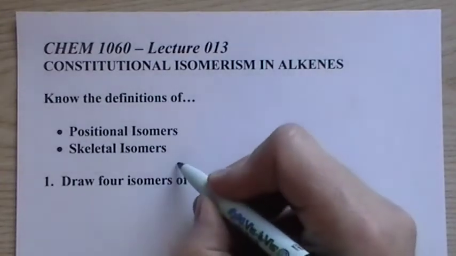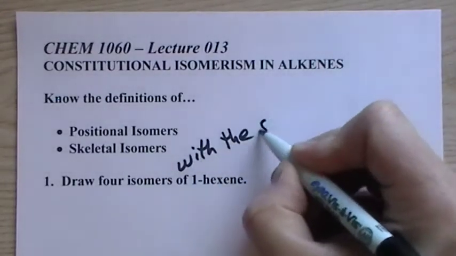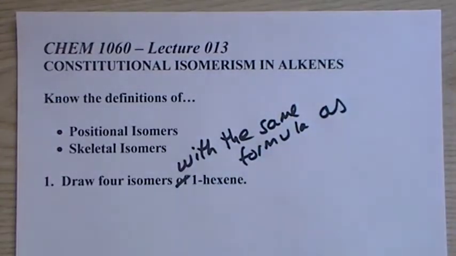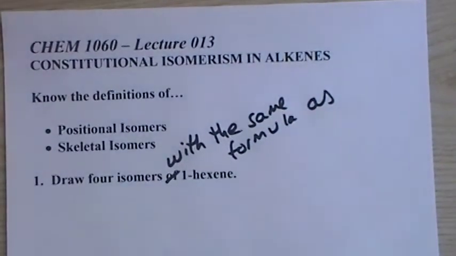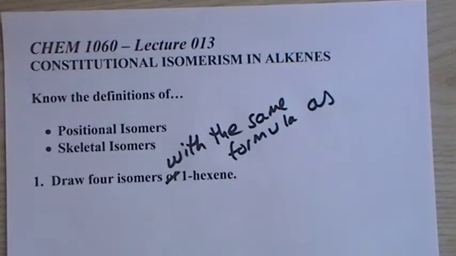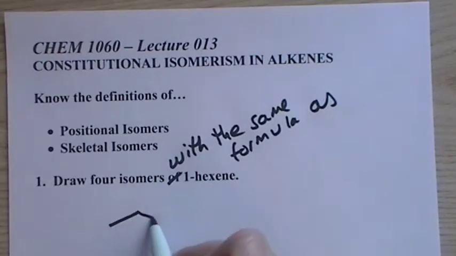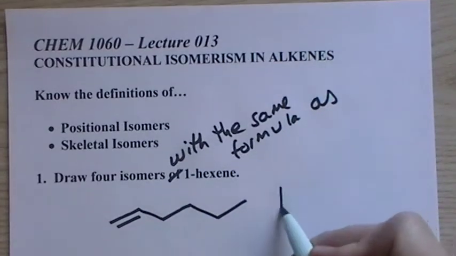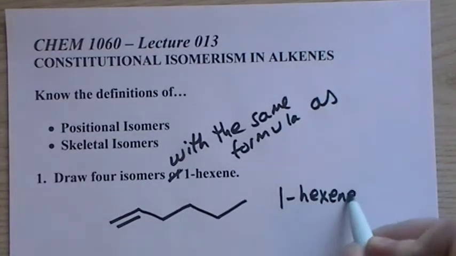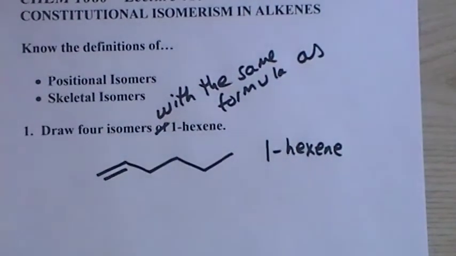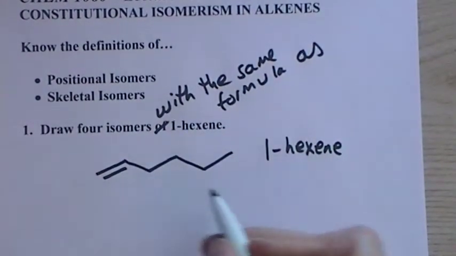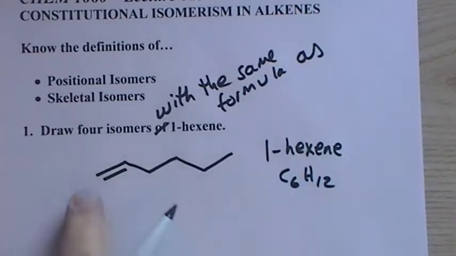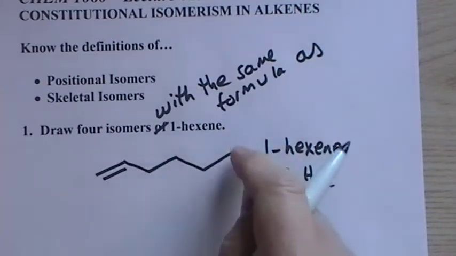I should say 4 isomers with the same formula as 1-hexene. So there's only one 1-hexene, but let's draw it out first. Sorry if I've been saying hexane. 1-hexene. And so we need to have the same formula. So this would be C6H12. So 1, 2, 3, 4, 5, 6, 7, 8, 9, 10, 11, 12.